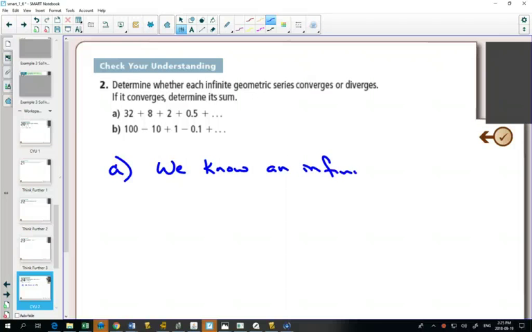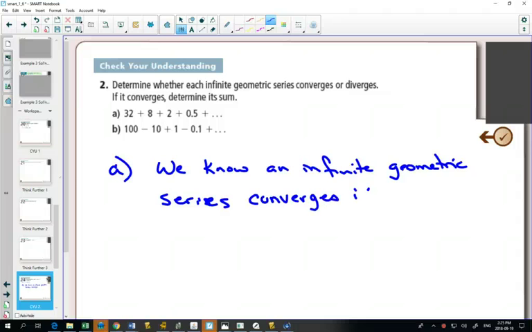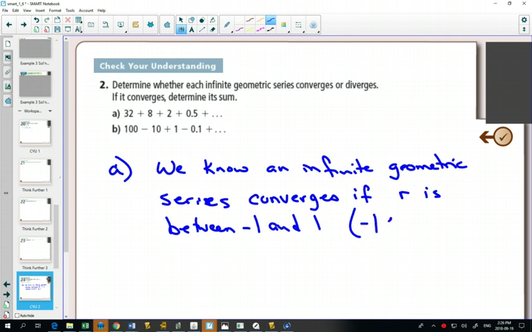We know that an infinite geometric series converges if R is between -1 and 1. So that's writing it out in words. If we showed that in math, between -1 and 1 you could show like this, or use the absolute value sign like that.